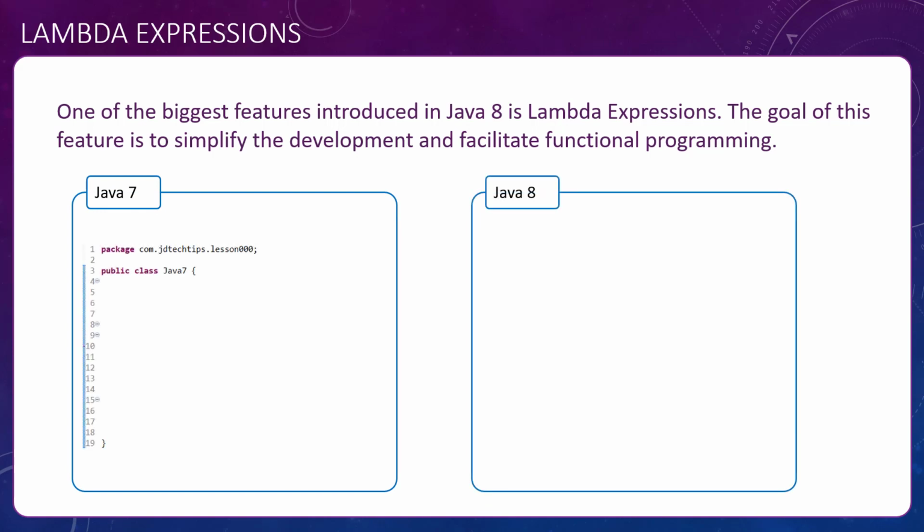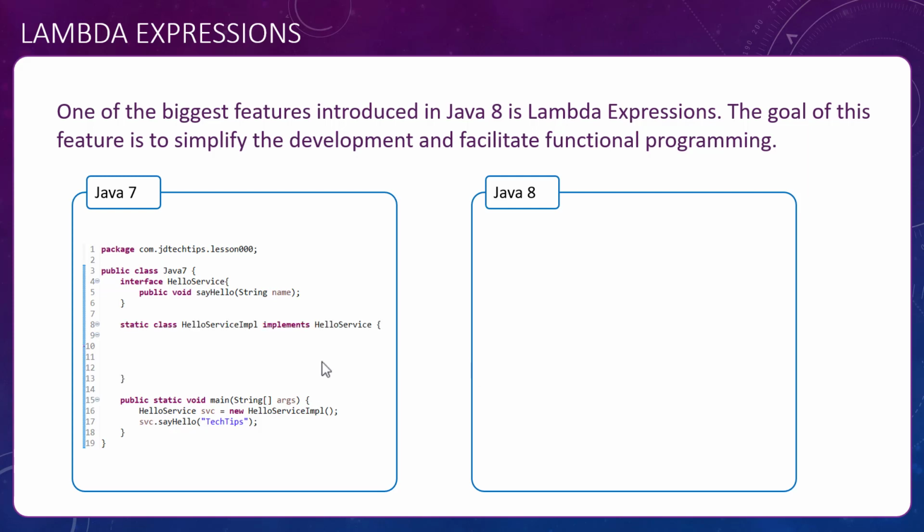For example, in Java 7, we have a class Java 7, and we have an interface, HelloService, which has a method sayHello, and then we have a parameter named String name. And then we have a main method, which would need to use this HelloService interface. To use that, we would need an implementation of the HelloService. So let's have the implementation. This implementation would implement the HelloService and then override the sayHello method and then the body. Our body would just println the name.